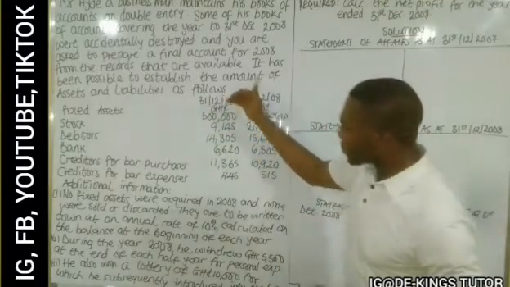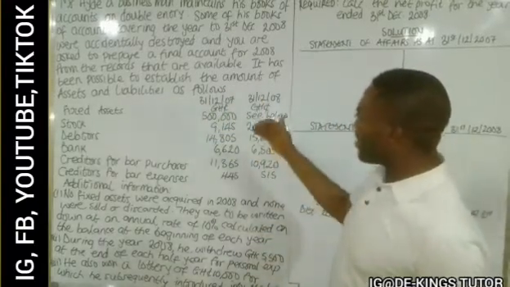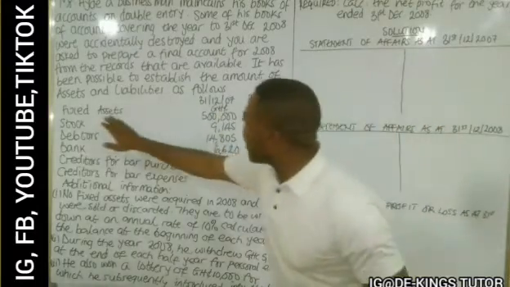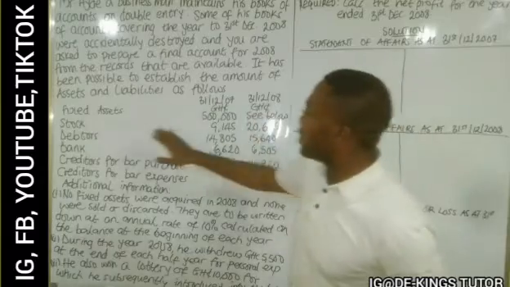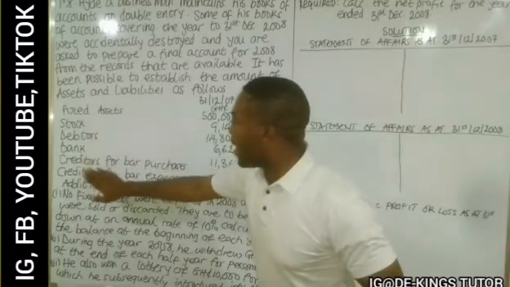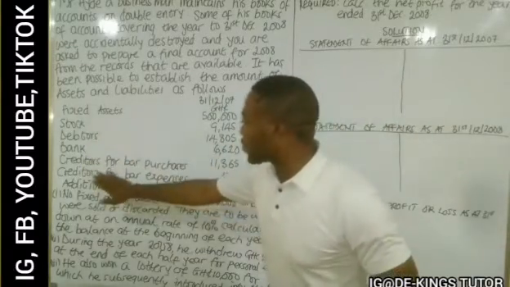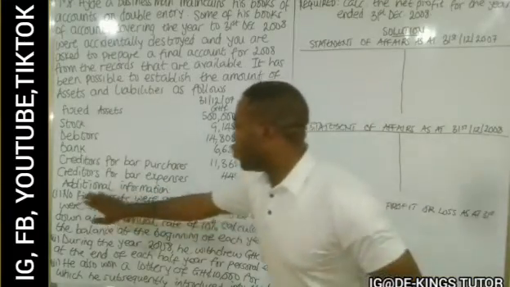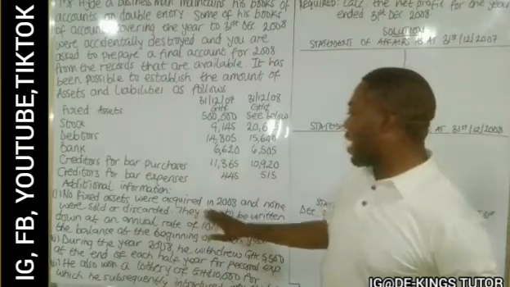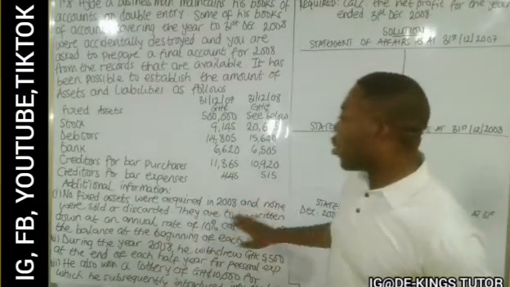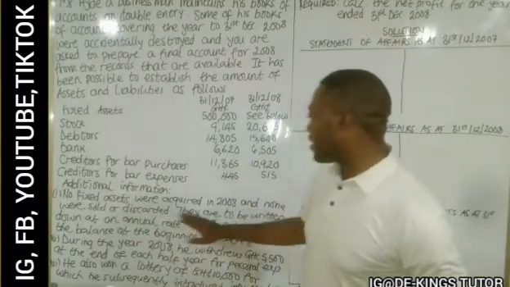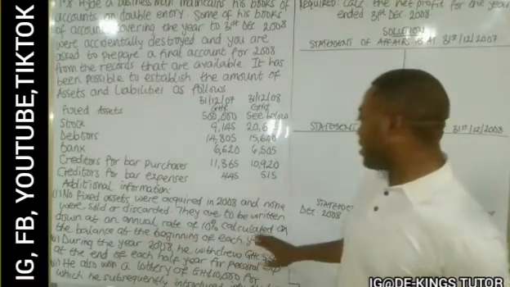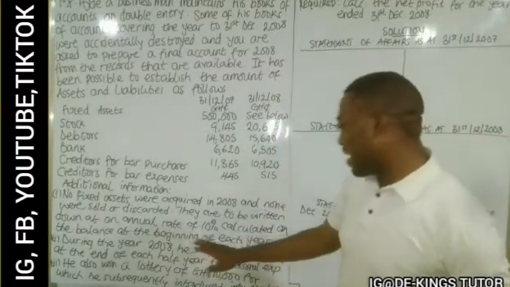Now, these are the amount of assets and liabilities. Now we have two dates. We have fixed assets given for the two dates. We have stock, debtors, bank, creditors for bank purchases, creditors for bank expenses. Now additional information said no fixed assets were acquired in 2008 and none were sold or discarded. They are to be written down at an annual rate of 10% on the balance at the beginning of each year.